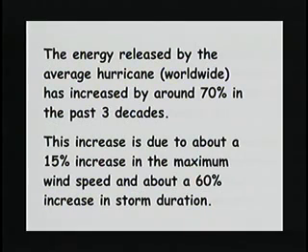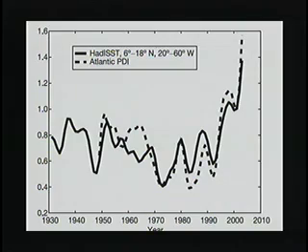There are both an increase in the sustained maximum wind speed and about a 60% increase, a major increase in the lifetime or duration of storms. That 15% increase in wind speed is large because the damage that hurricanes do goes up non-linearly with wind speed. For you mathematicians, it goes up roughly as the cube of the wind speed.